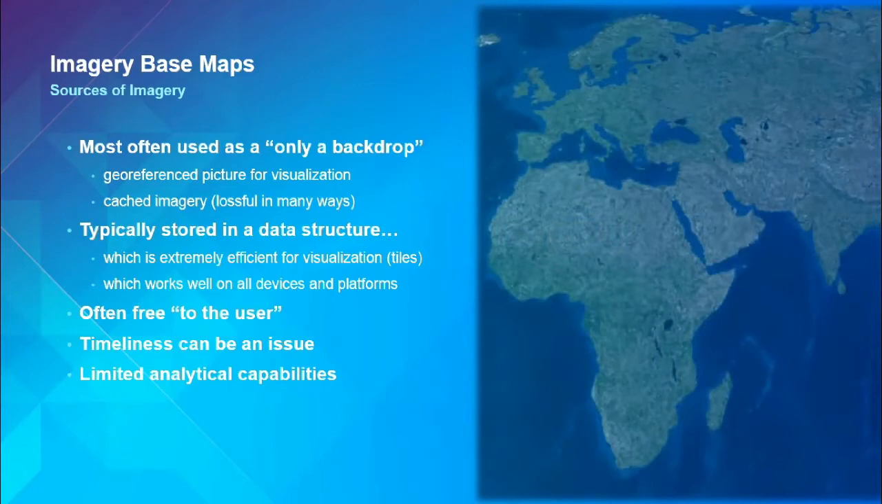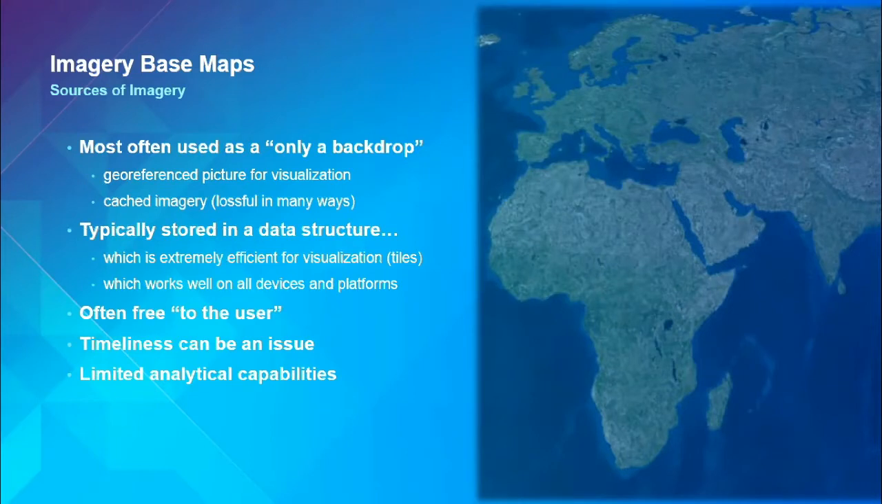Okay, let's start with sources. Imagery base maps, I mentioned those. You do get a worldwide imagery base map with ArcGIS. And most often it's used only as a base map, right? People look at it. It still brings a lot of value, but base maps aren't something that you use as analytical surfaces or analytic services.